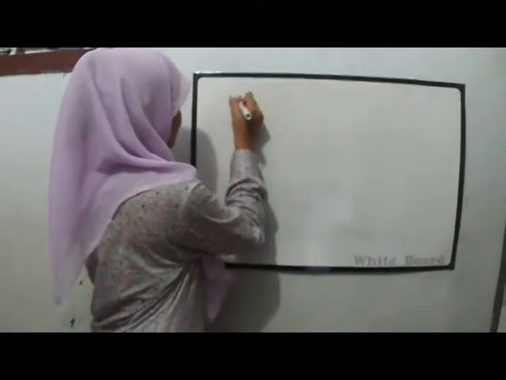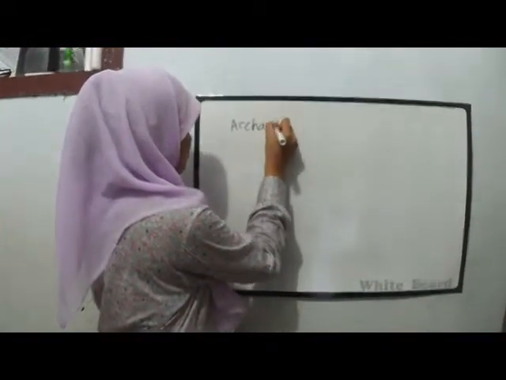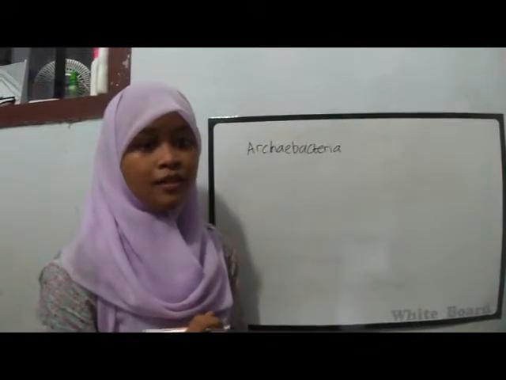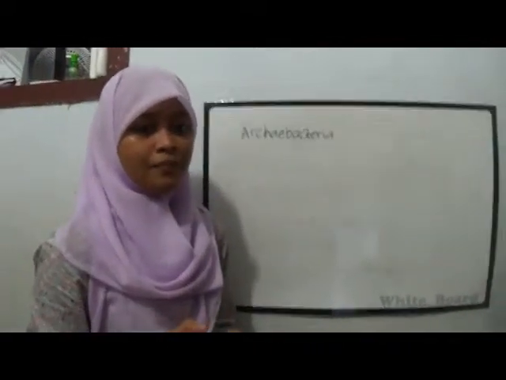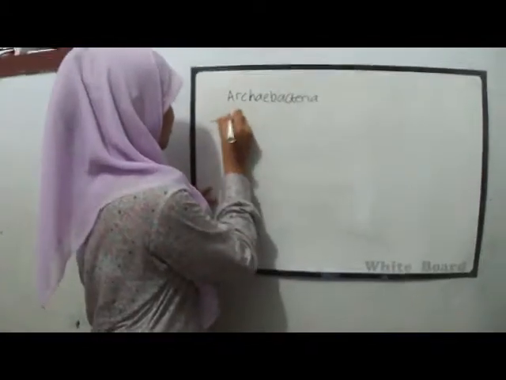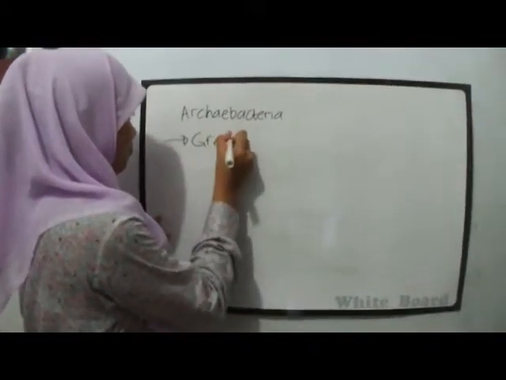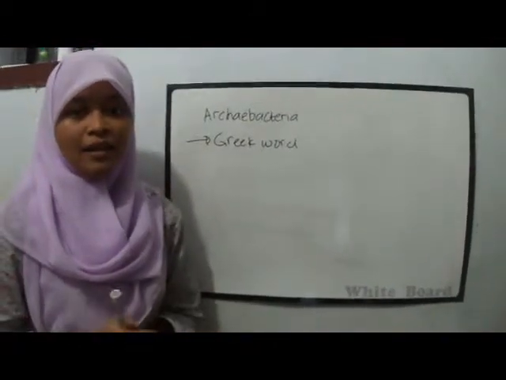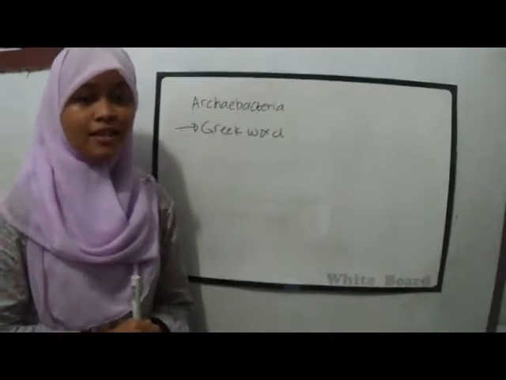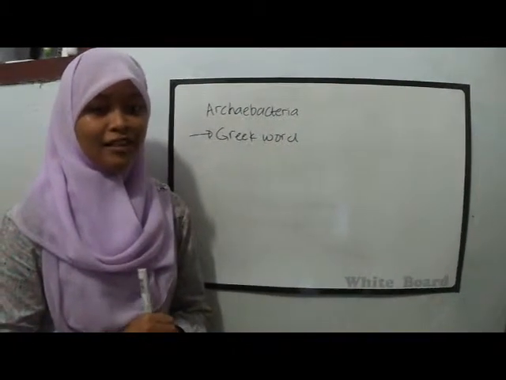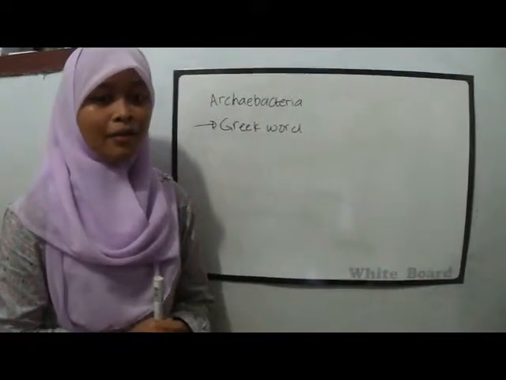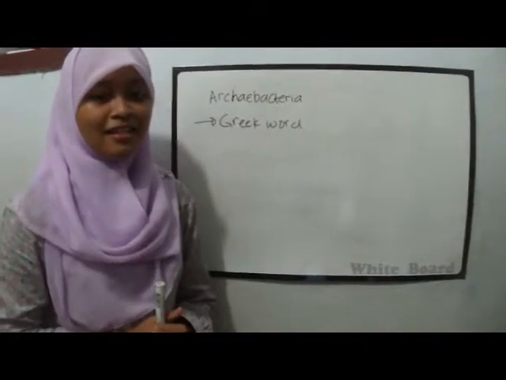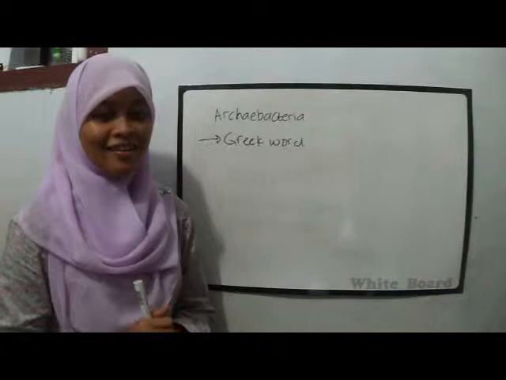Archaebacteria comes from the Greek word archaio, which means ancient. Archaebacteria is a group of bacteria whose cell wall does not contain peptidoglycan, but its plasma membrane contains lipid. Archaebacteria lives in extreme surroundings that are similar to the original surroundings on the earth.